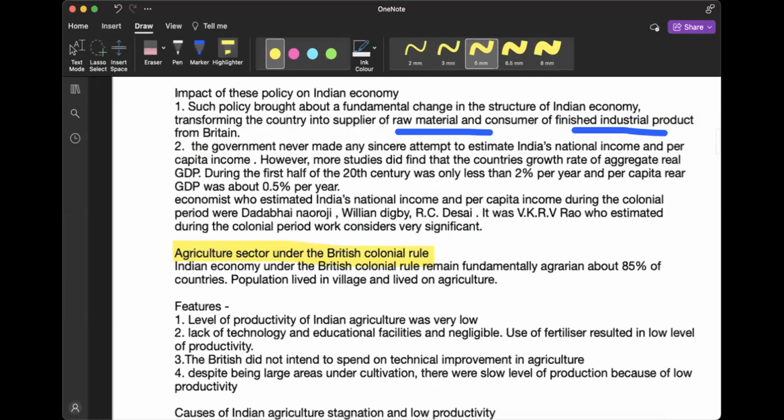Okay. So we'll first write the impact of these policies on the Indian economy, like the Britishers one, and then the agriculture sector of the British colony. Clear? I hope everybody is getting the story.